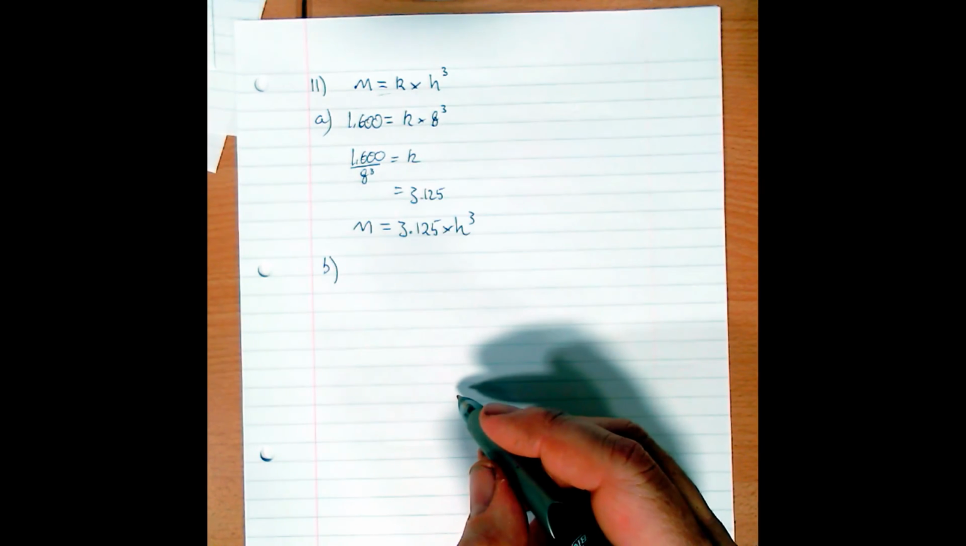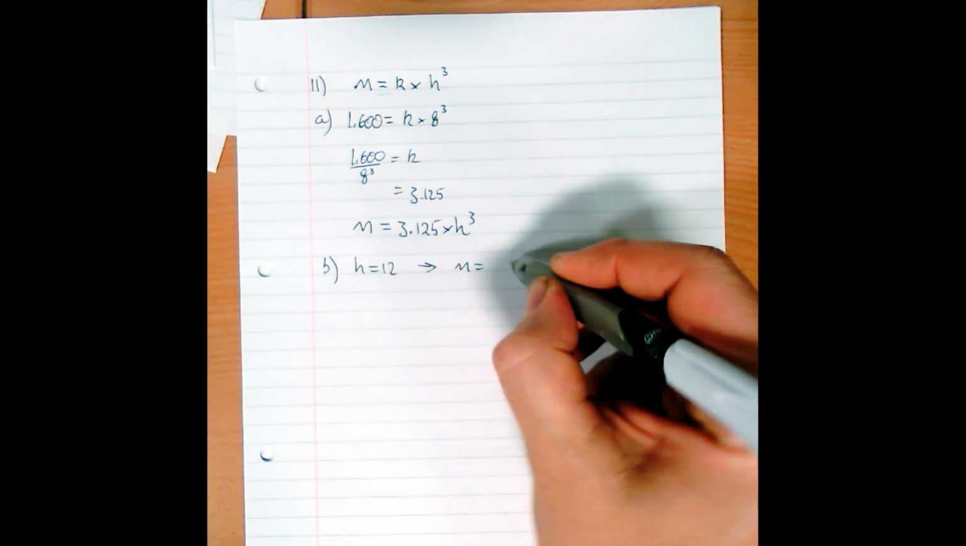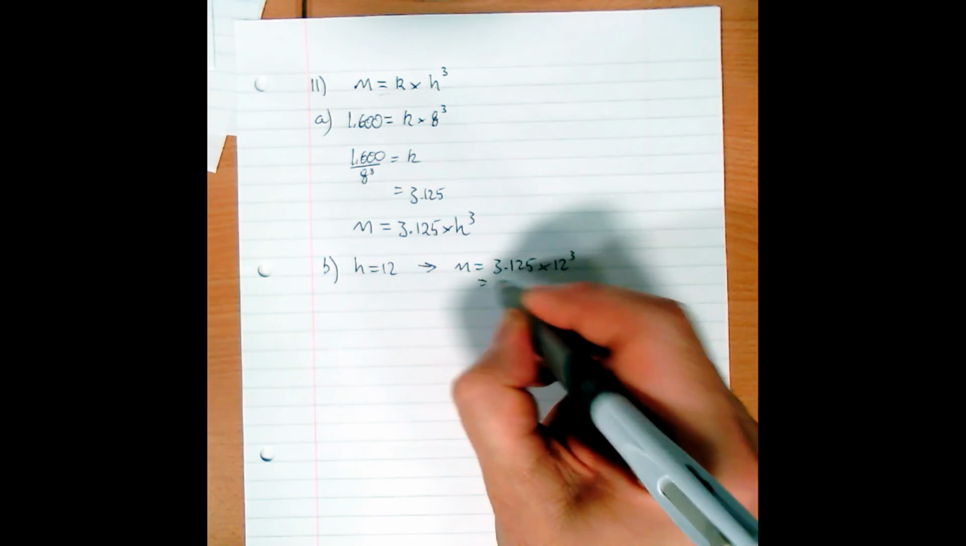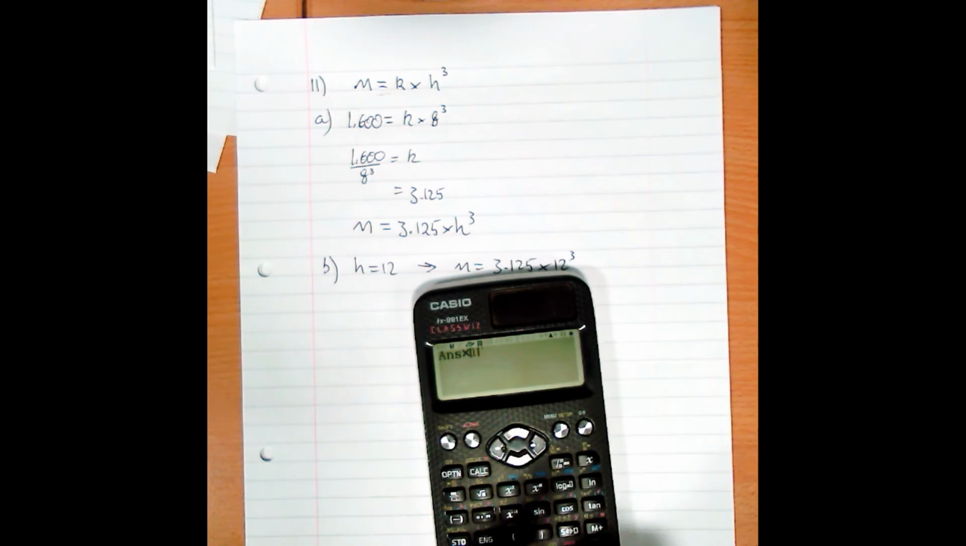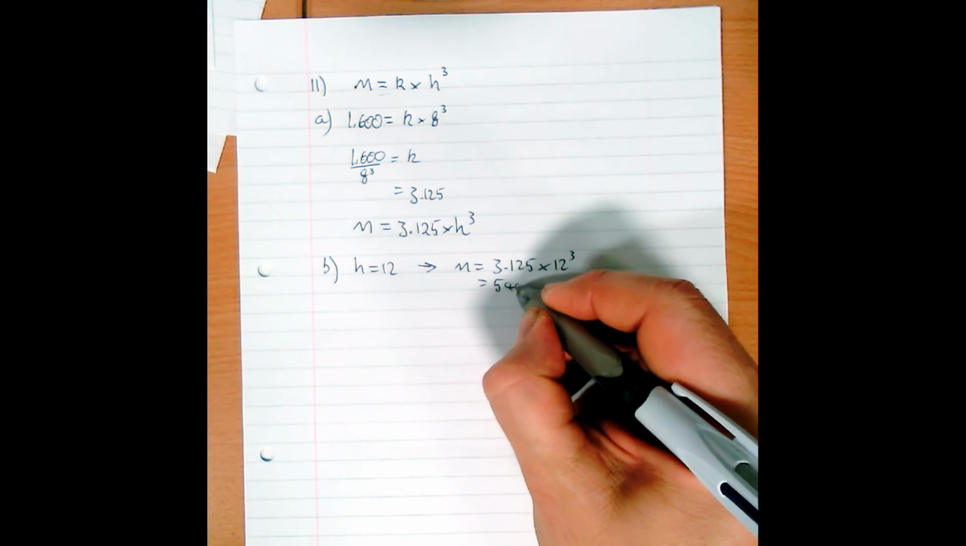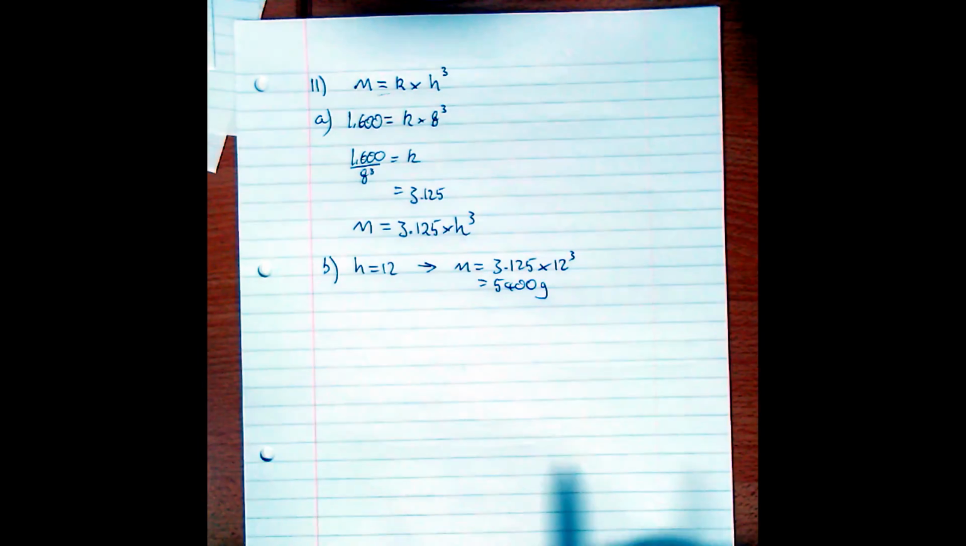Part B, height is 12, means that the mass is 3.125 times by 12 cubed. 5,400 grams, because it says grams at the top.